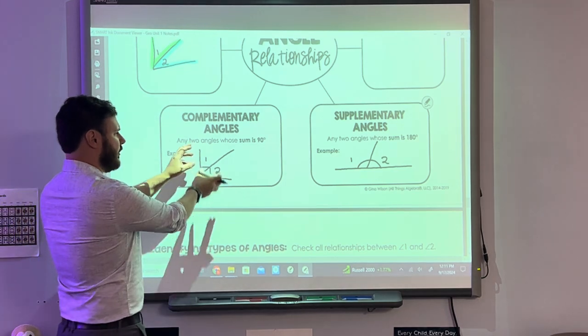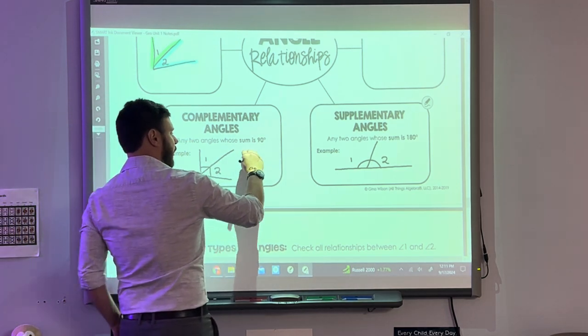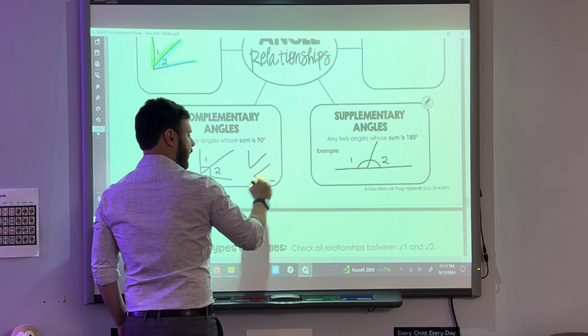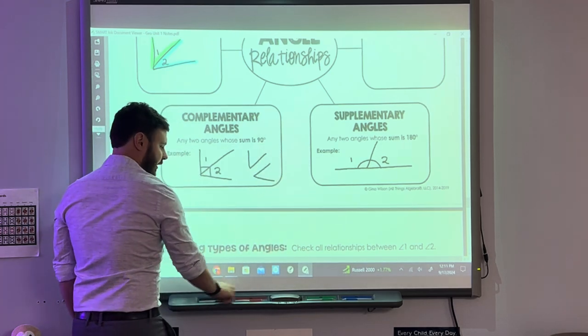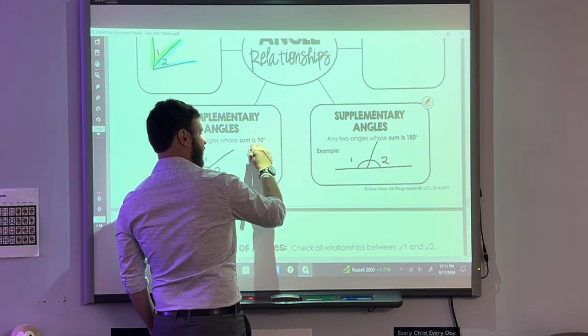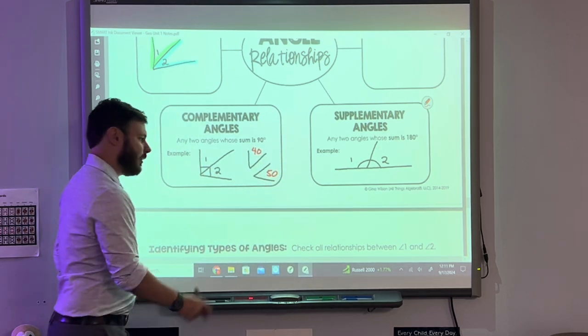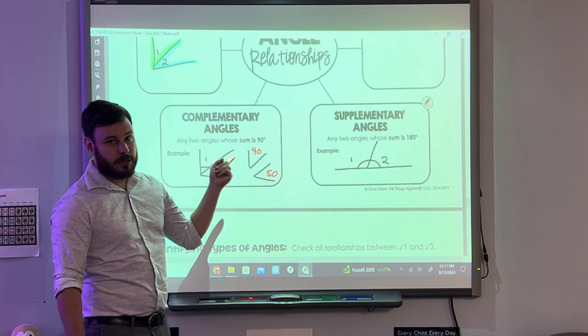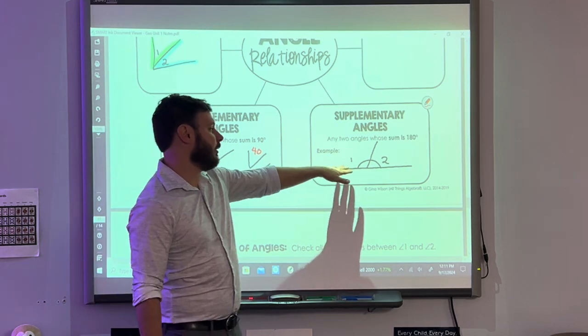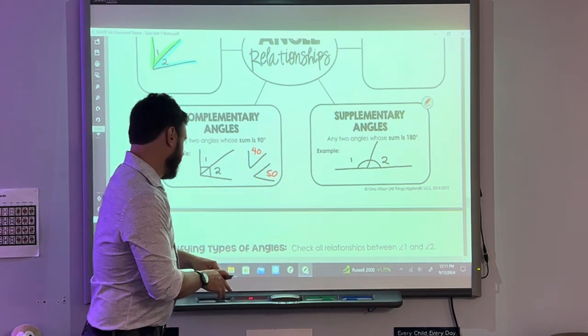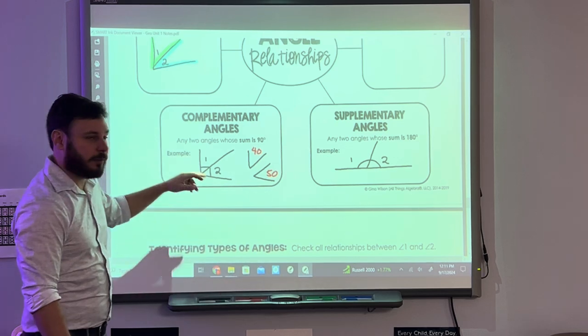Now, these don't need to be next to each other. I could pull this one apart and do something like this, and I can say that, hey, this top angle, I guess that's gonna be 40 degrees, and the bottom one's gonna be 50. As long as they add up to 90, it's fine. Same deal here. I could pull these apart and have them add up to 180, and that would be fine too.